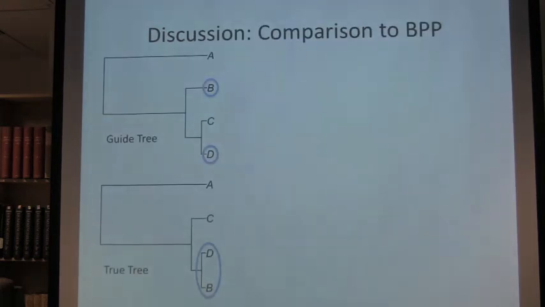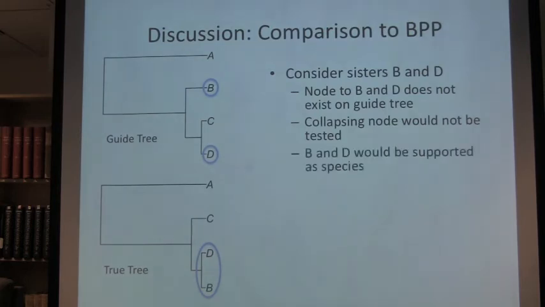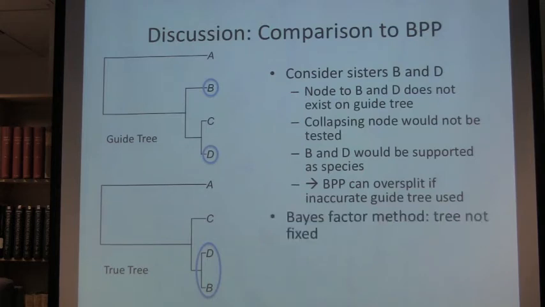To compare this with BPP, let's look at sister species B and D on the true tree on the bottom. So in the guide tree, the node leading to B and D does not exist. So collapsing this node cannot be tested. And even if B and D are exchanging genes readily, B and D would be supported as separate species if the inaccurate guide tree was applied for BPP analyses. So this is how BPP can lead to oversplitting if an inaccurate guide tree is implemented.